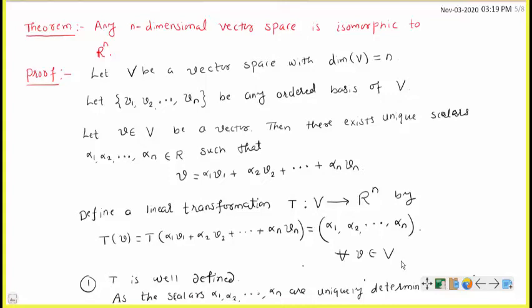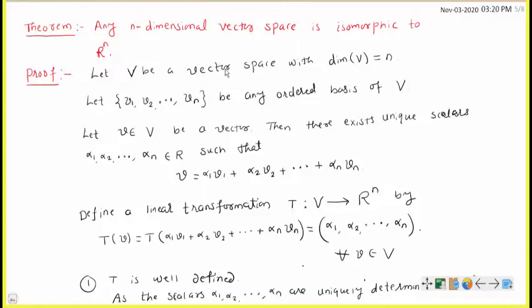Hello students, in the next 10 minutes we are going to discuss an important theorem related to isomorphic vector spaces. Any n-dimensional vector space is isomorphic to Rn. Rn is the vector space of the set of all ordered n tuples of real numbers. So any n-dimensional vector space, that is a finite vector space whose dimension is n, is isomorphic to Rn. We have to prove this theorem.